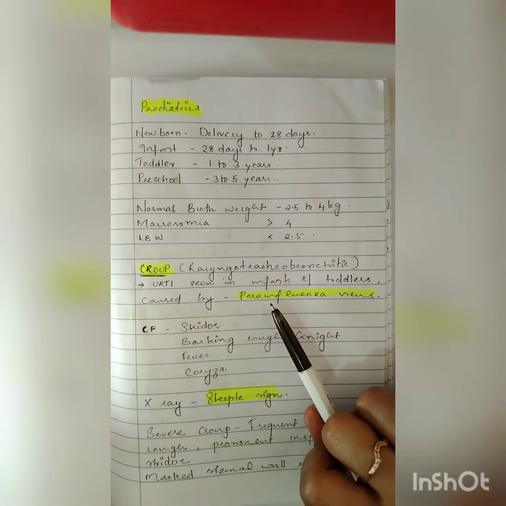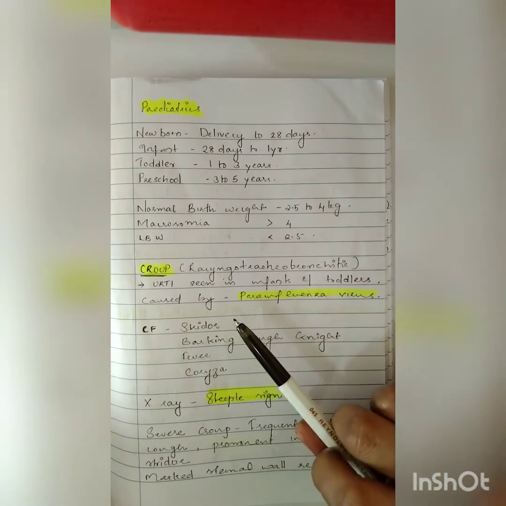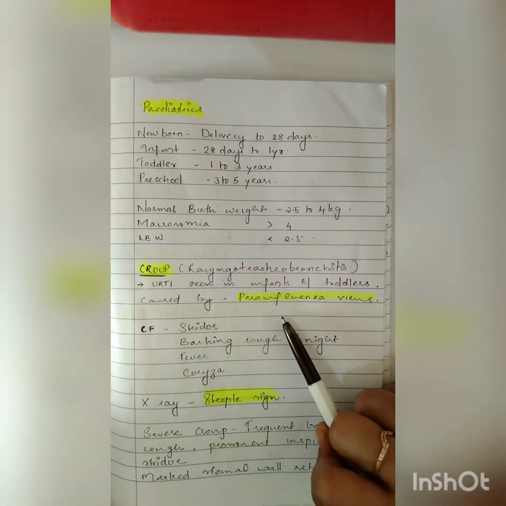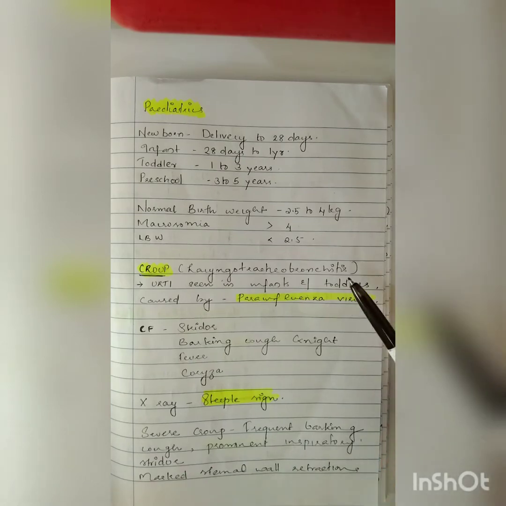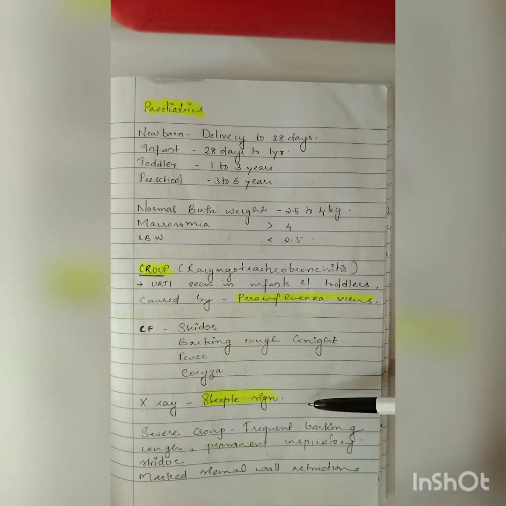Croup, also known as laryngotracheobronchitis, is an upper respiratory tract infection seen in infants and toddlers. It is caused by parainfluenza virus. This is a common question. Clinical features include stridor, barking cough aggravated at night, fever, coryza. And on X-ray, the steeple sign can be seen.